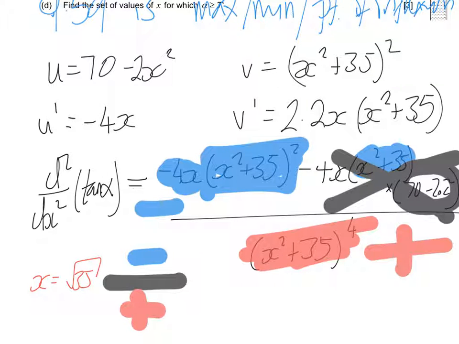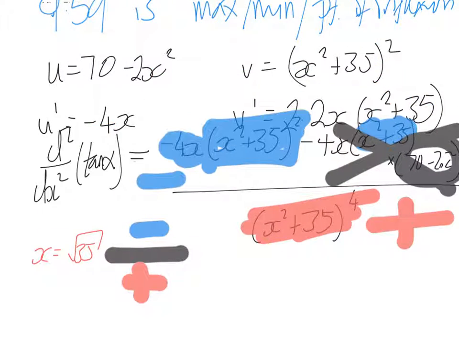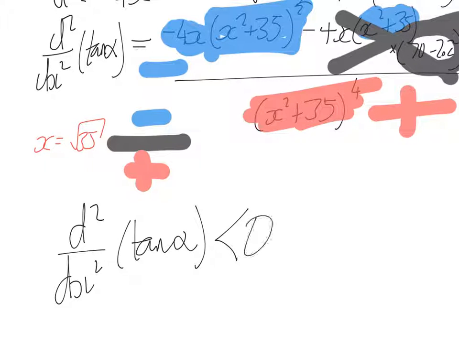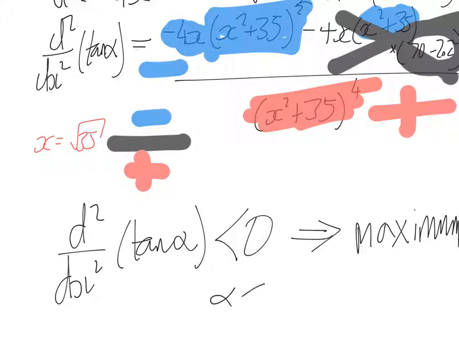is negative, which means that d2 by dx squared of tan alpha is less than 0, which tells us that it is a maximum. And so, not only does it never exceed 10, alpha is always less than or equal to 9.59 degrees.